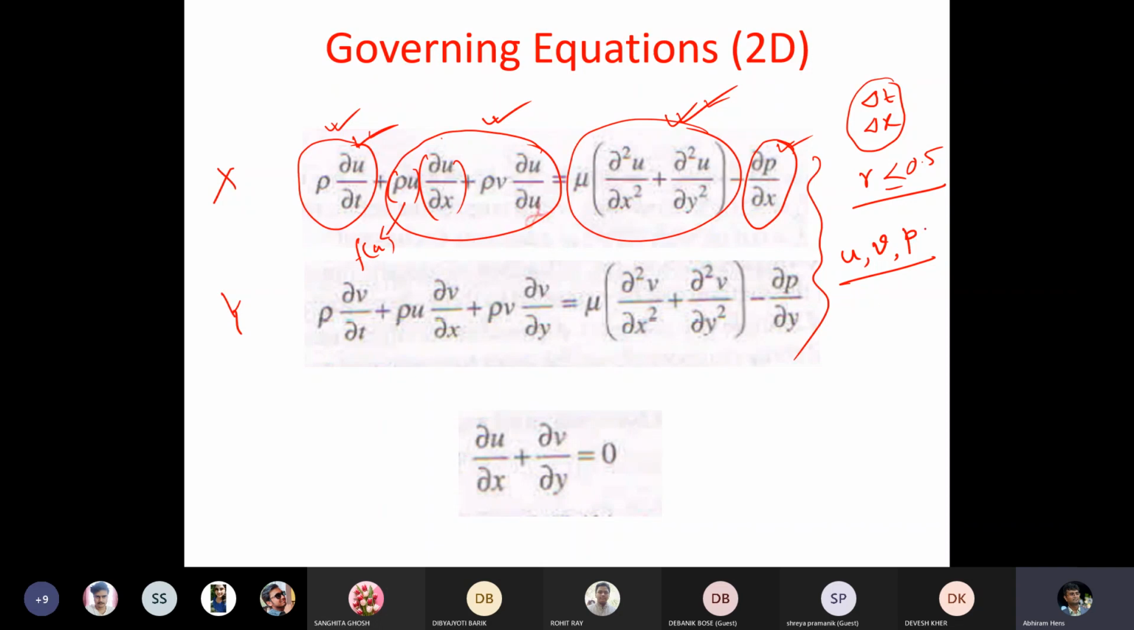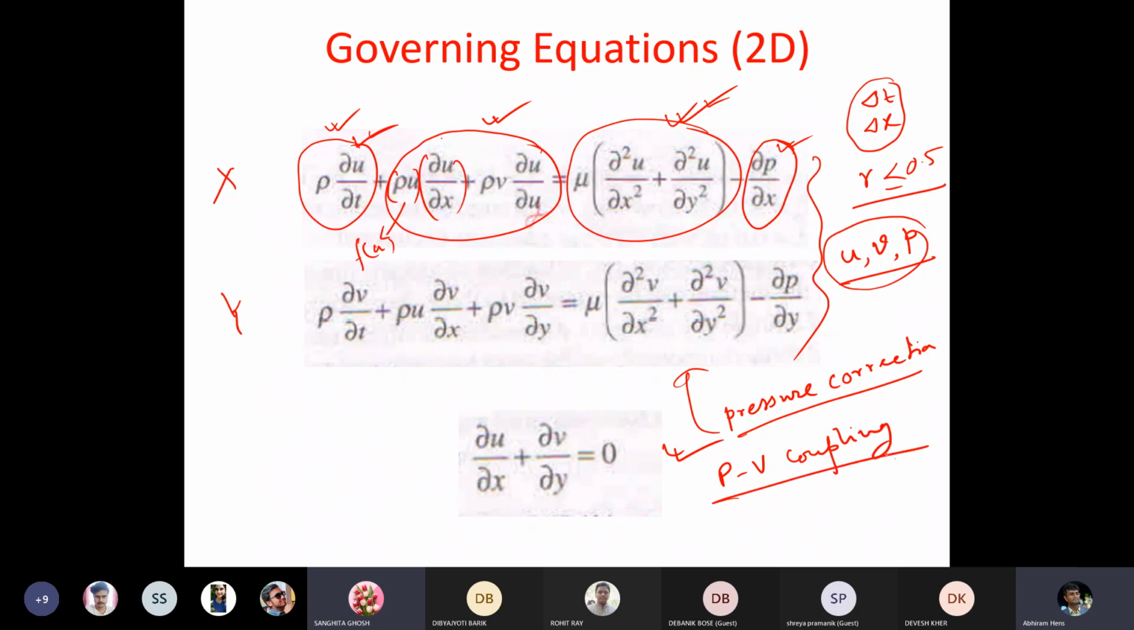Since three unknowns are there, you need an extra equation, which we get from the continuity equation. Although we do not solve this continuity equation directly, we try to convert it into an equation called the pressure correction equation. We will see how this pressure correction equation can be developed, and how it can be coupled with these equations, so that we can do this pressure-velocity coupling. This is an important part that we will try to understand today.